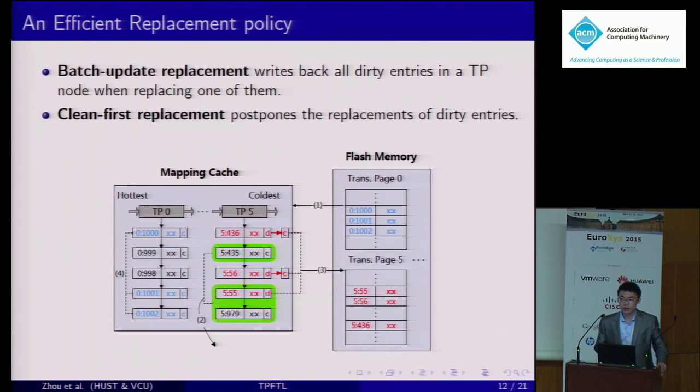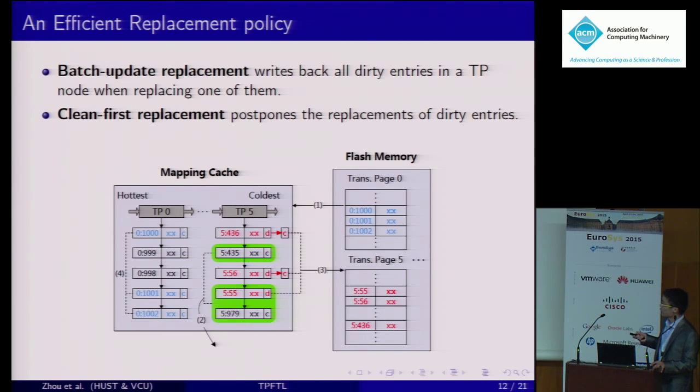A high cache hit ratio is not enough to ensure no address translation overhead, because a high probability of replacing a dirty entry will lead to significant address translation overhead. So we propose 2 replacement techniques to lower the probability of replacing a dirty entry: batch update replacement and clean first replacement. Let's see this figure.